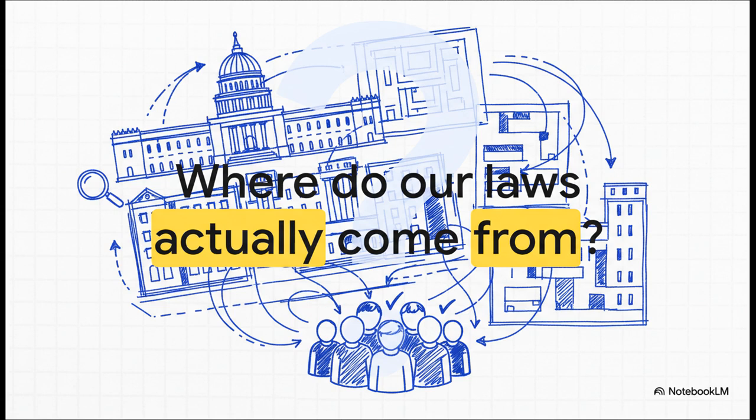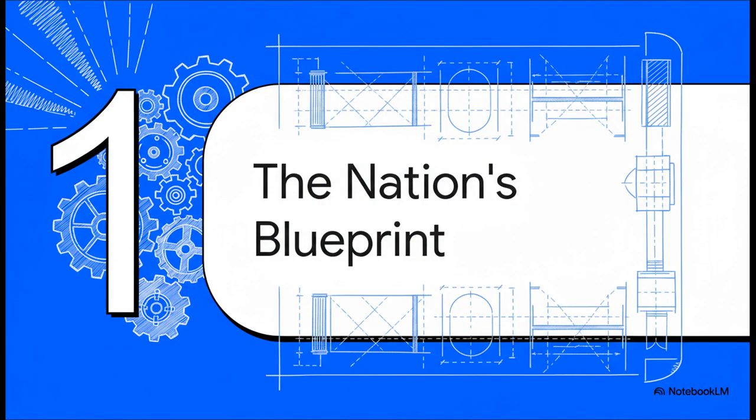Yeah, so where do our laws come from? It seems like such a simple question, right? But the answer is actually pretty deep. To really get it, you can't just look at the finished product, the law itself. You've got to go back to the very beginning, back to the original architectural plans for the entire country. All right, so let's get into it. Section 1, the nation's blueprint.